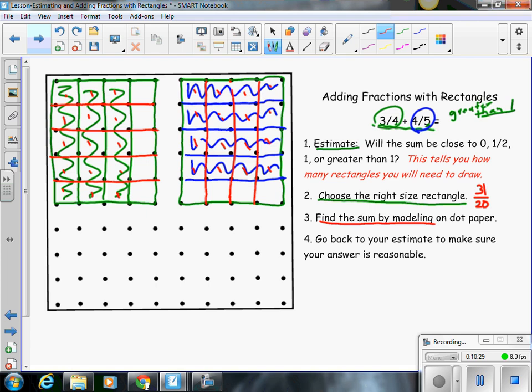Now we want to go back to our estimate to make sure that our answer is reasonable. So 31/20ths, is that greater than 1? It sure is, so our answer is reasonable. You could take this a step further and find the mixed number for 31/20ths for your answer.